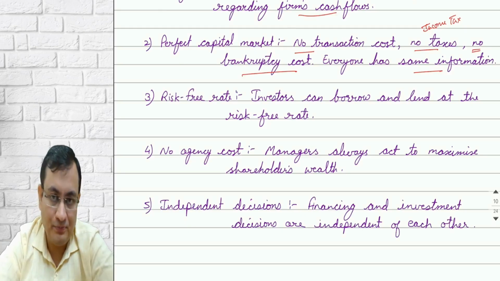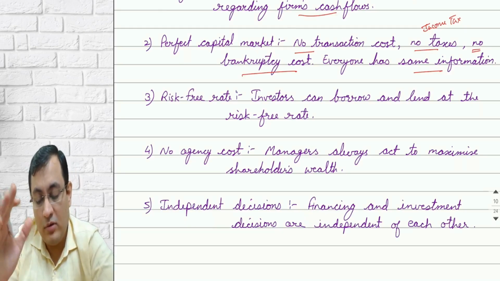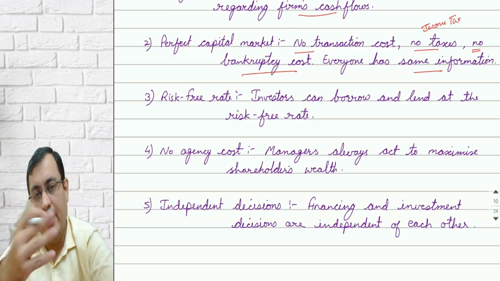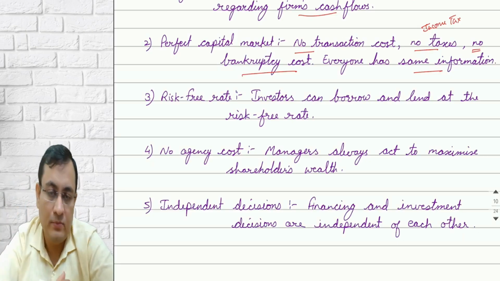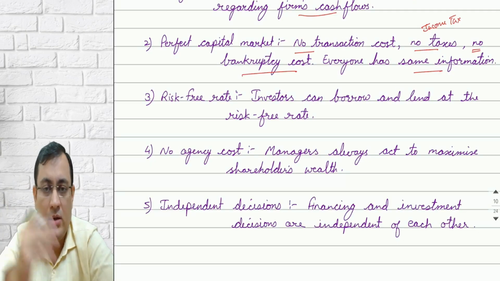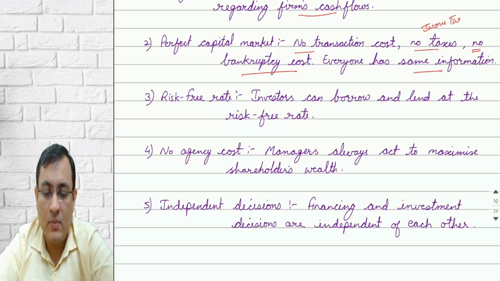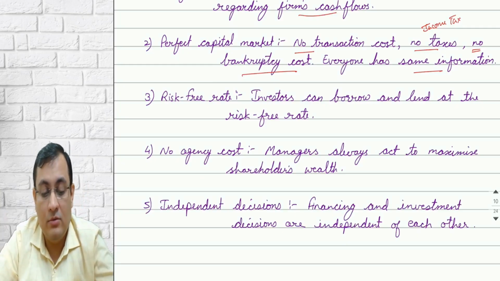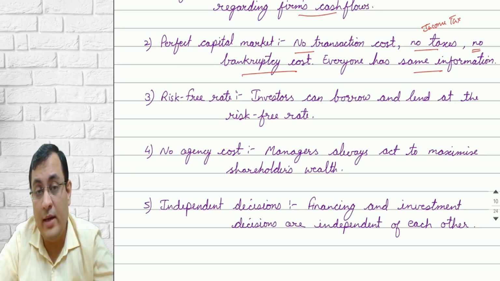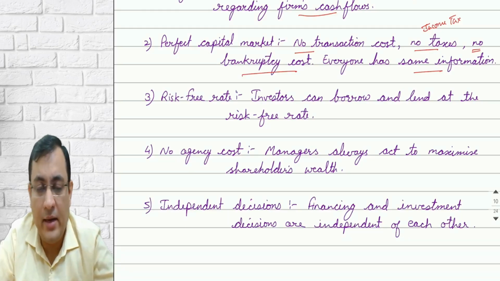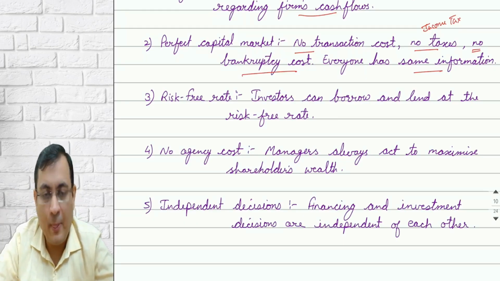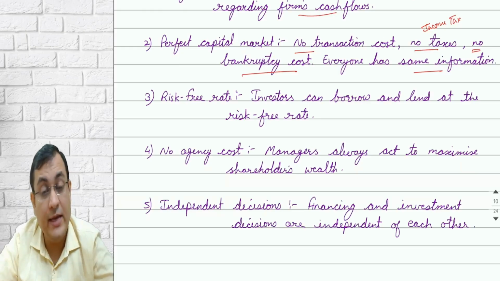Next, risk-free rate. Investors can borrow and lend at the risk-free rate. Any amount you can borrow and lend at the risk-free rate. So there are no risk premiums, liquidity, maturity, or other risk premium factors. Again, an assumption. It means what we can do is alter our position. If the company is not taking leverage, we can take leverage and invest in the company. It's automatically an indirect leverage for the company. So again, an assumption.